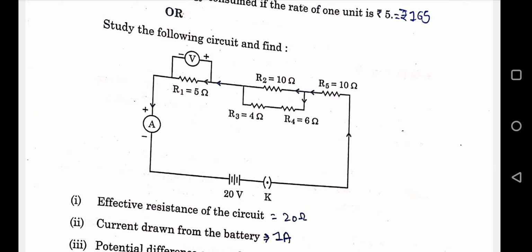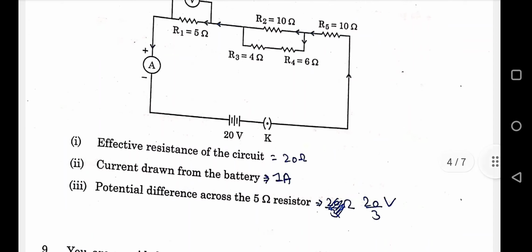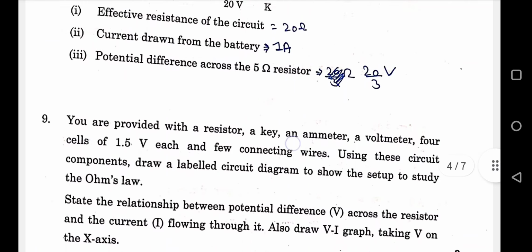And the question in the OR was the easiest one. We have to find the effective resistance, that is 20 ohm. Current drawn from the battery will be 1 ampere. Potential difference across the 5 ohm resistor will be 20 upon 3 volt.